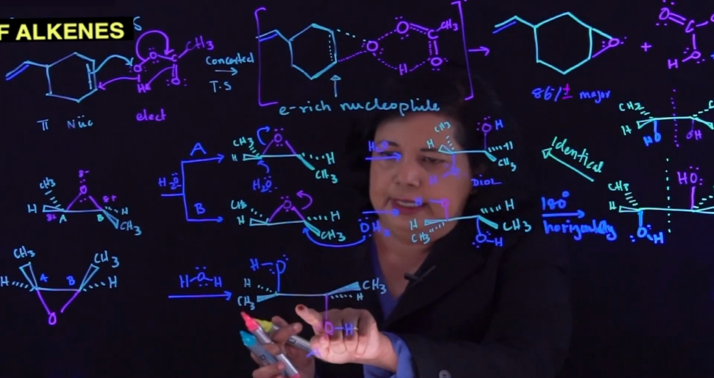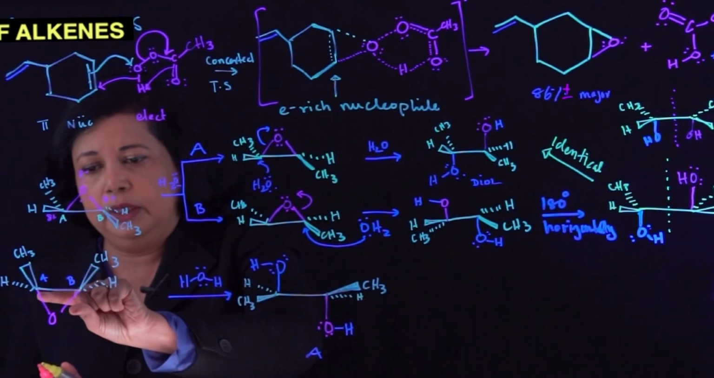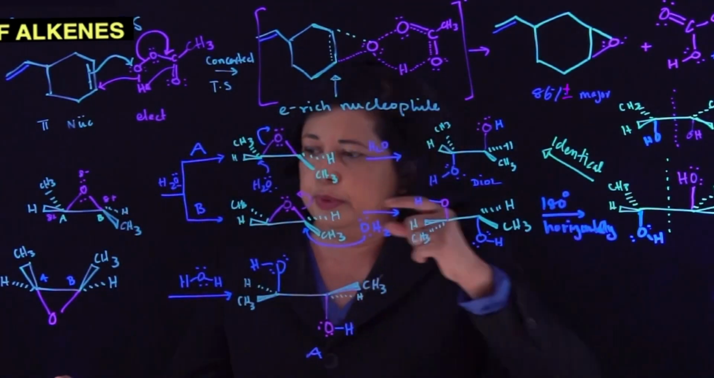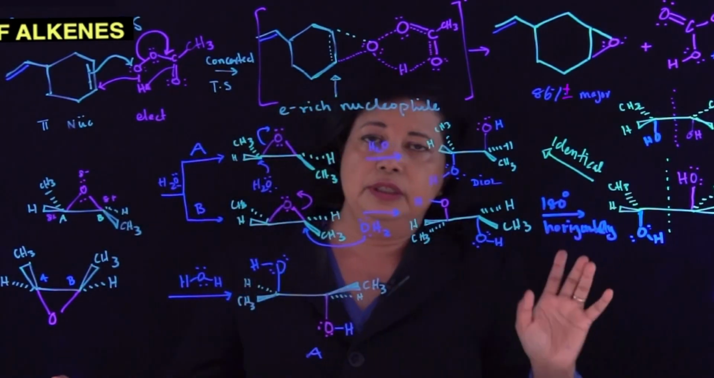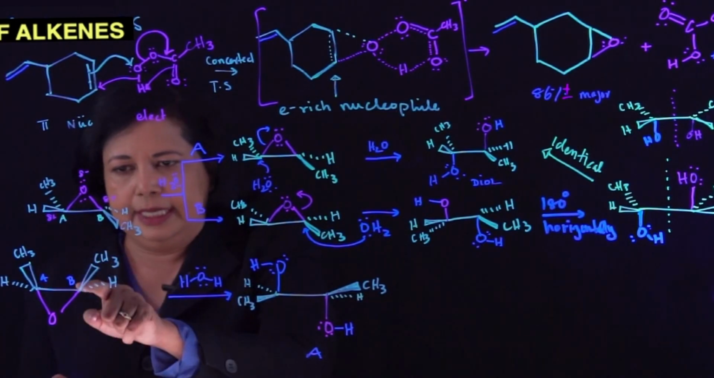Now, this is going to happen on B as well. And we can also do the same thing with the oxygen up. Do it for good practice. Put the oxygen up and see whether you're going to get the same thing. You will get the same thing. So over here, you're going to attack at B.